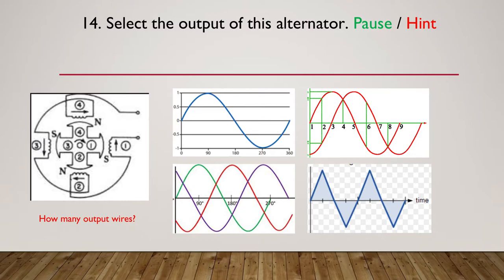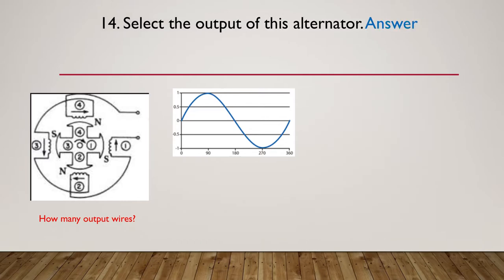So let's move on to the answer. The answer is just putting out a simple sine wave. If there had been more than 2 wires, then we may have had to think about an extra phase, but at the moment, the way it's drawn, there is only 1 phase, so it must be single phase.